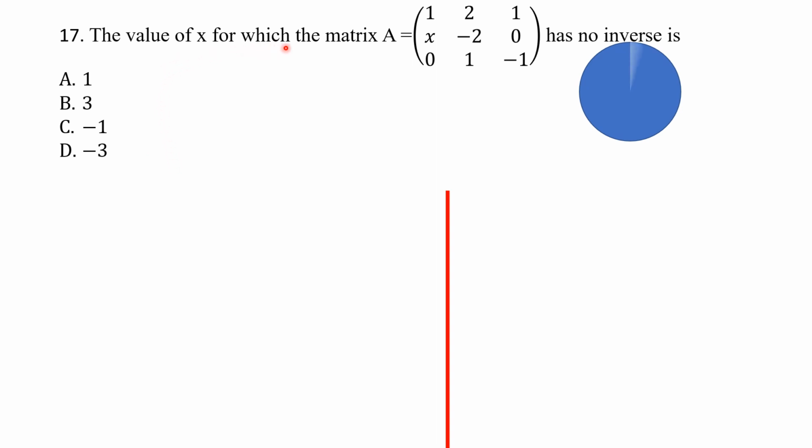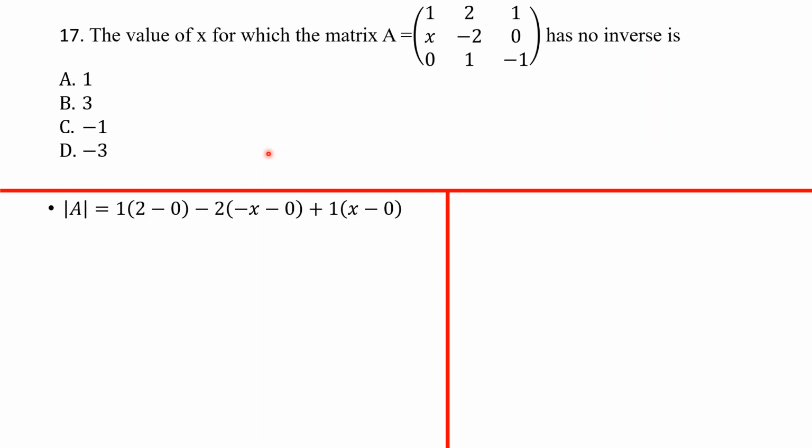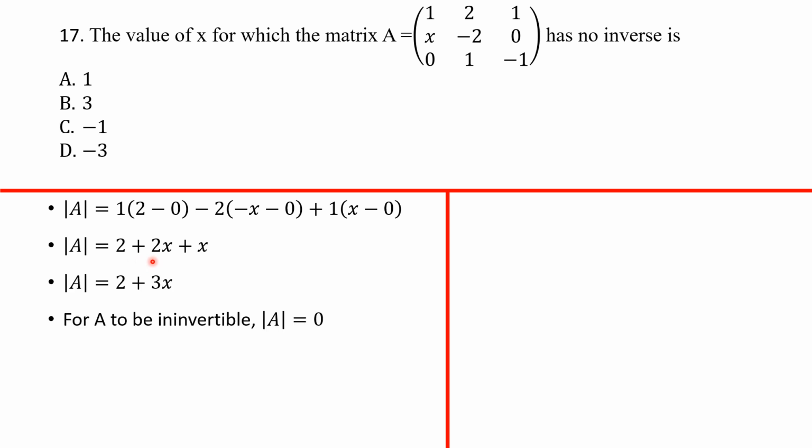The value of x for which the matrix A has no inverse is, okay, so the trick here is to look for the determinant of this matrix. I hope that you know how to find the determinant of a matrix. When you get that determinant, set it equal to 0.